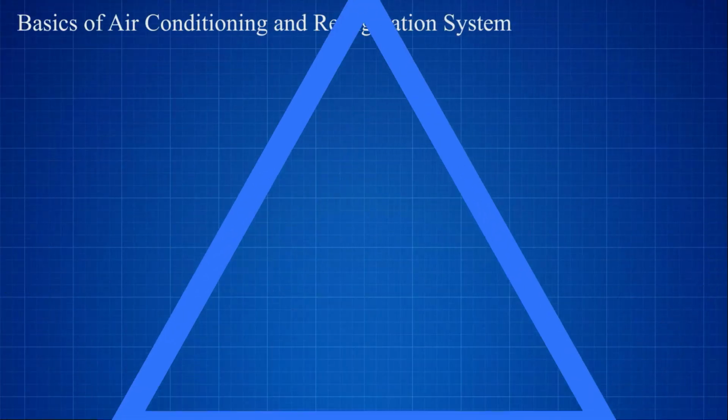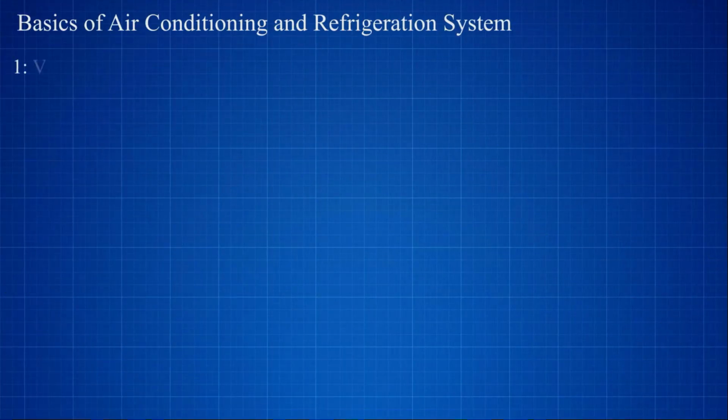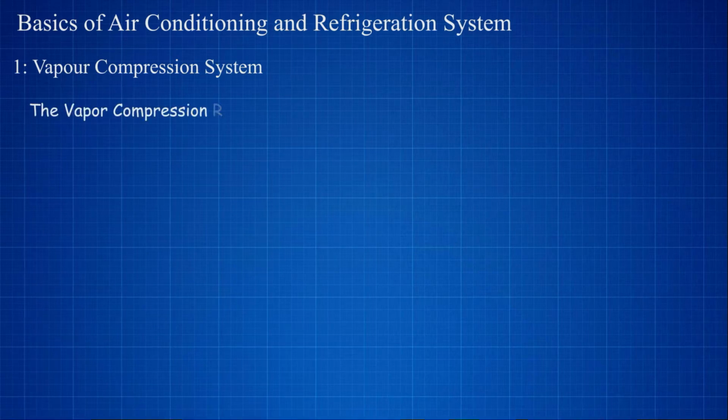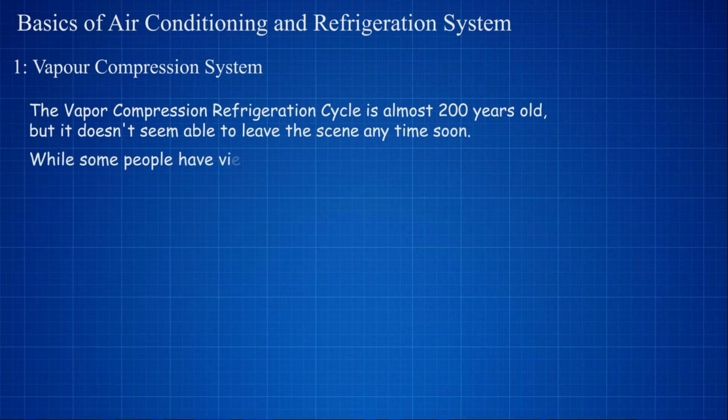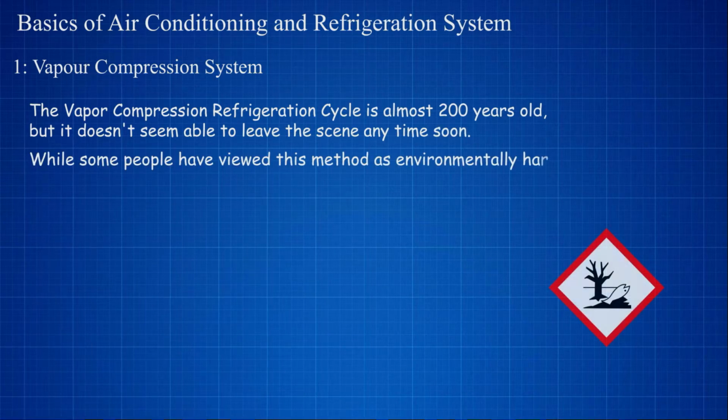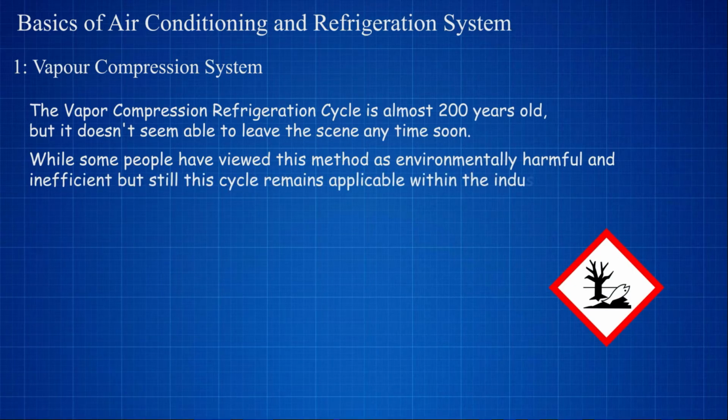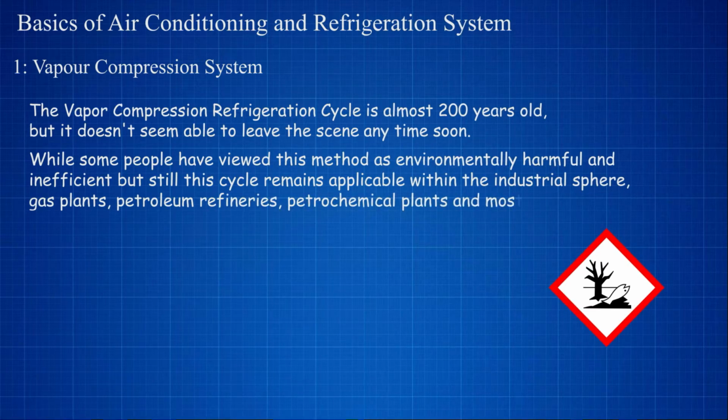Characteristics of air conditioning and refrigeration system. 1. Vapor compression system. The vapor compression refrigeration cycle is almost 200 years old, but it doesn't seem able to leave the scene anytime soon. While some people have viewed this method as environmentally harmful and inefficient, this cycle still remains applicable within the industrial sphere, gas plants, petroleum refineries, petrochemical plants and most of the food and beverage processes.